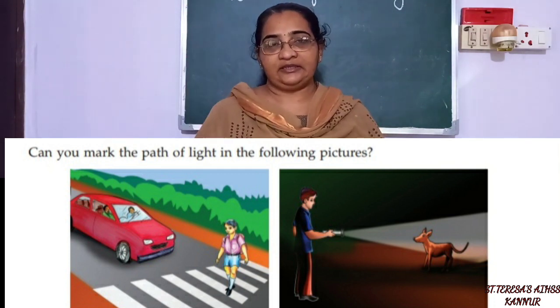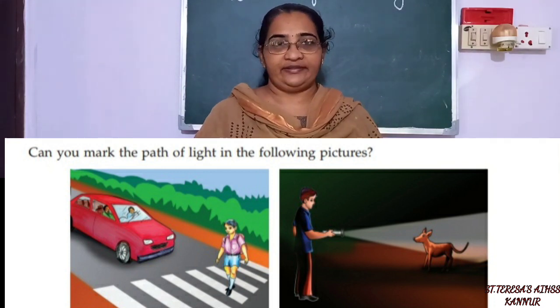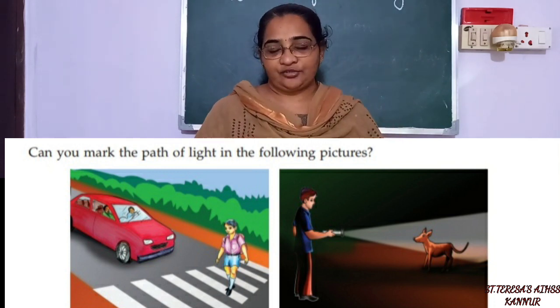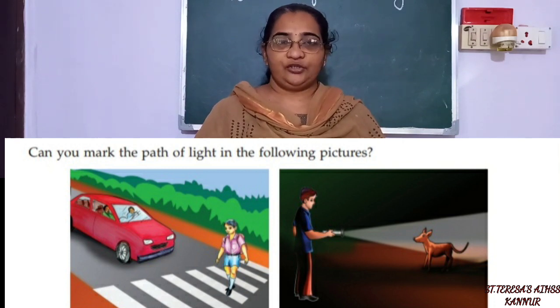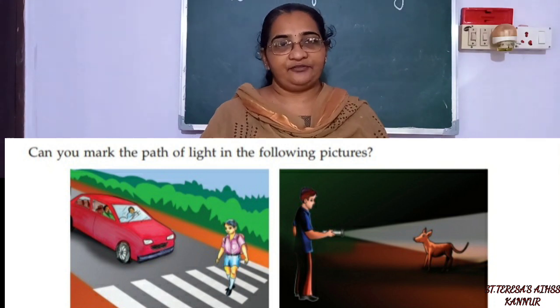In the first picture, the path of the light is drawn there, isn't it? The same way, what must you do here? You must draw the path of the light in that picture. So the first one we know it is the light from the sun. The second one we know it is the light from the torch.